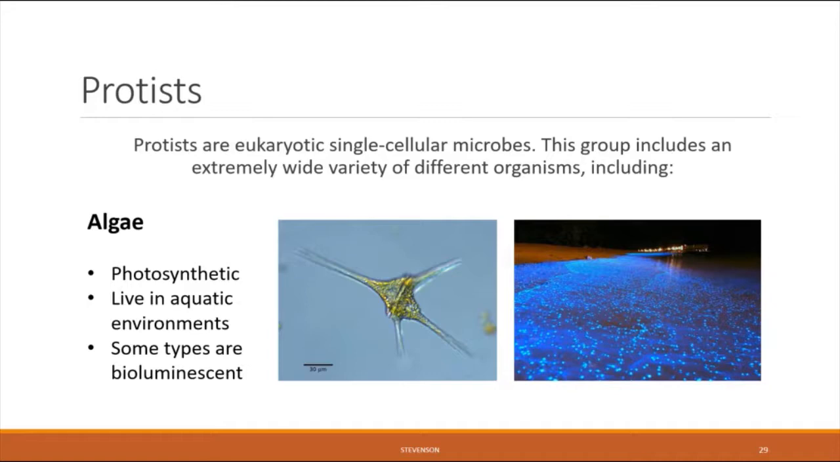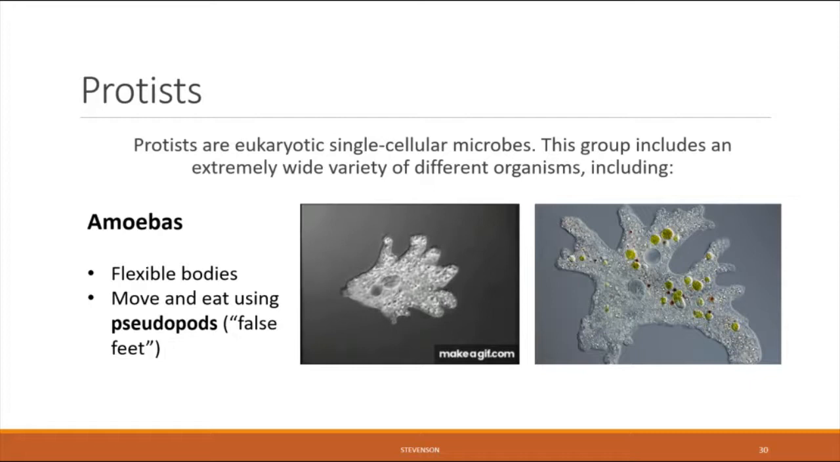Another type of protist are amoebas. Amoebas are known for having extremely flexible bodies. They move as well as eat by projecting these segments of their cell called pseudopods, which literally translates to false feet. You can see the amoeba in this animation right here moving its pseudopods. To eat, amoebas will find a food particle and extend a pseudopod out to engulf it and bring it inside so it can be digested.